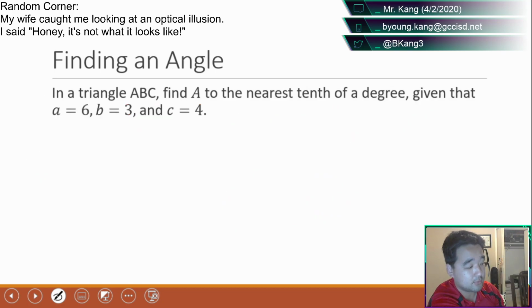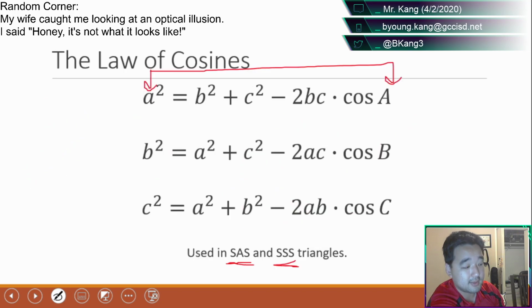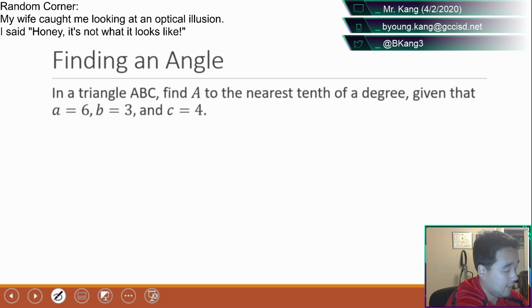This one does take a little more work. Find A to the nearest tenth of a degree, and they tell you what a, b, and c are. So the unknown thing is angle A. The only one that has angle A is that top version. So notice how if angle A is the one in the problem, little a has to be the one on the left-hand side all by itself. There's only one thing squared over on the left-hand side. So a has to be the one that's over here by itself, 6 squared.